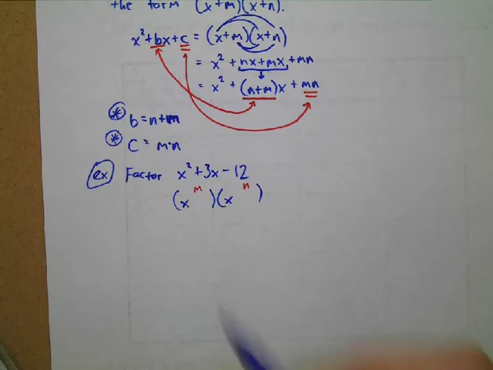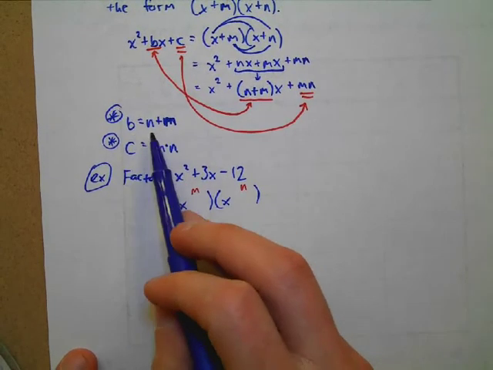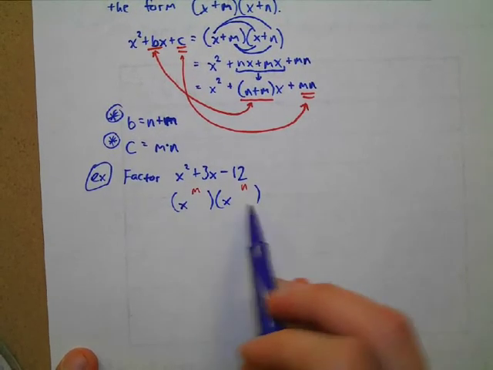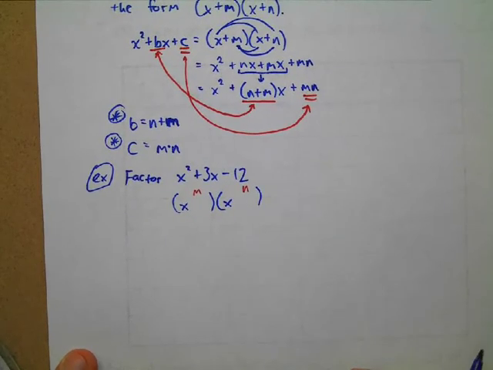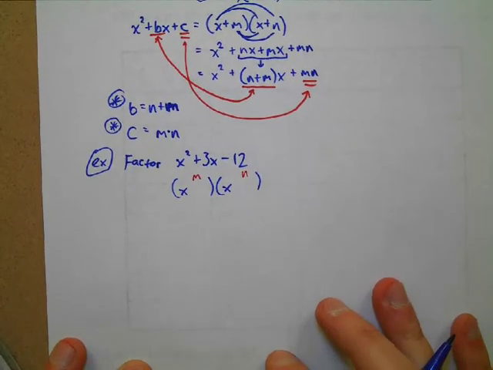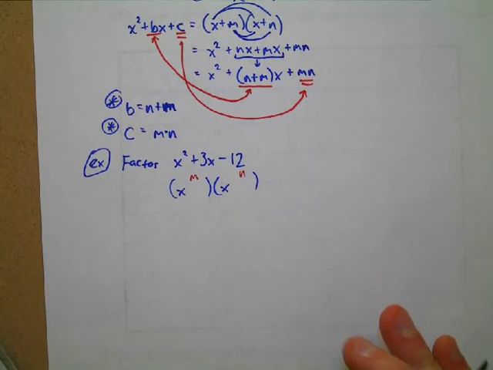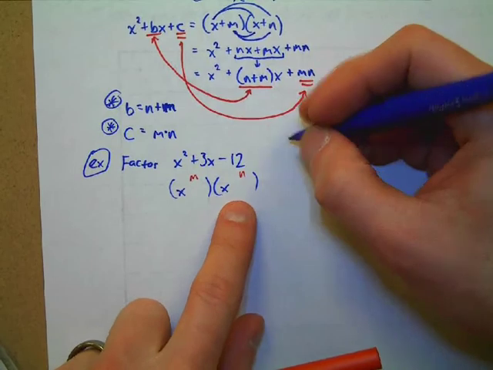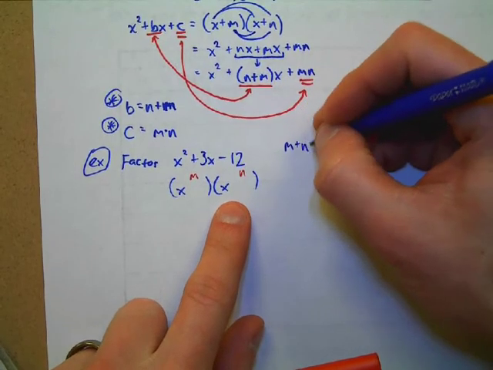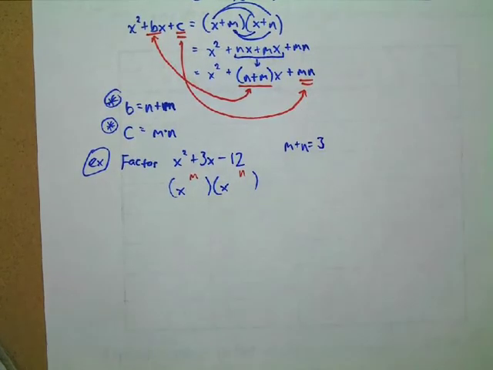And if we just look at what we did right up here, n plus m, if we add these two numbers together, these two numbers have to add to make what in this particular case? What's our b? 3, right? So the two numbers here are going to have to add to make 3. So I'll write that over here. So m plus n has to equal 3. And they multiply to what? Negative 12.